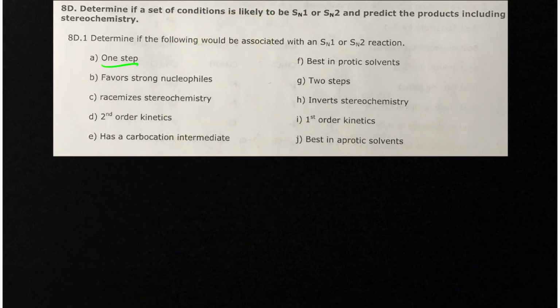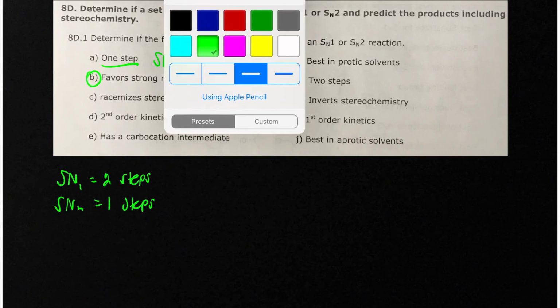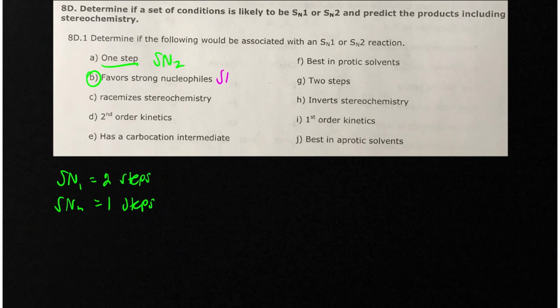So a one-step reaction, you see these letters 1 and 2 don't correspond to the number of steps. They're reversed. Okay, so that's one thing to kind of remember about this. So a one-step reaction is actually SN2. Okay. Favors strong nucleophiles. That's SN2 as well.